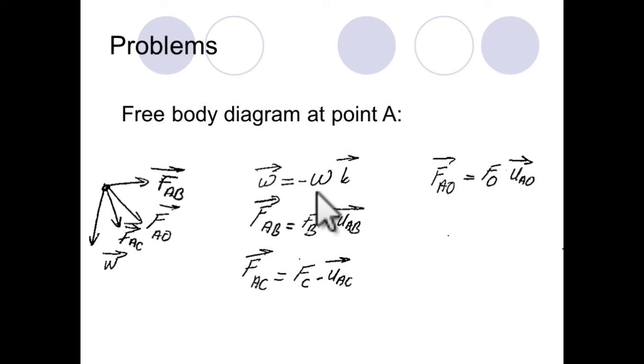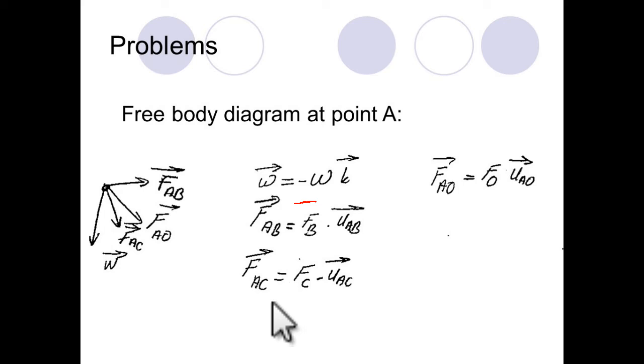So let's write each force in Cartesian form. So the weight is equal to minus WK. I don't know the value of W at the moment. This is my free body diagram, by the way. Now let's write the FAB. FAB is FB multiplied by UAB. I assume that FB is the magnitude of the force along AB.